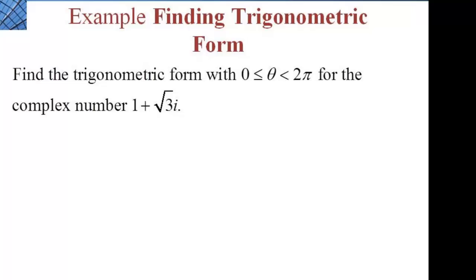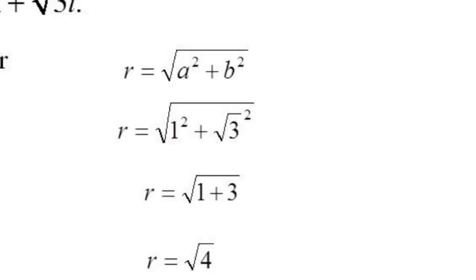Now I'll show you how we'll actually use that formula. We're going to find the trigonometric form, with theta being between 0 and 2 pi, for the complex number 1 plus the square root of 3i. Step 1 is to find r, or the modulus. We know that r is equal to the square root of a squared plus b squared. Our a is 1, our b is the square root of 3, so we have the square root of 1 squared plus the square root of 3 squared.